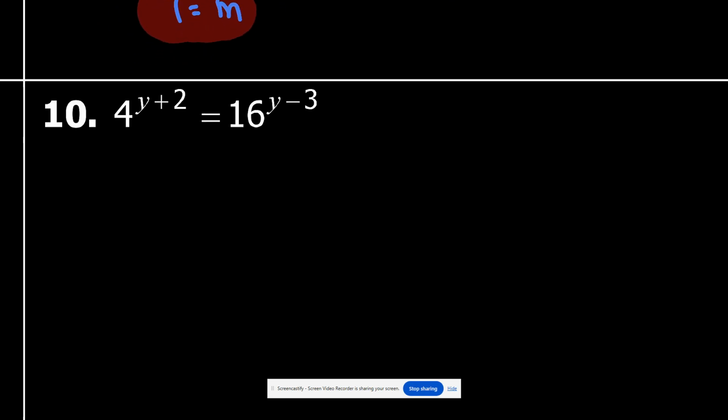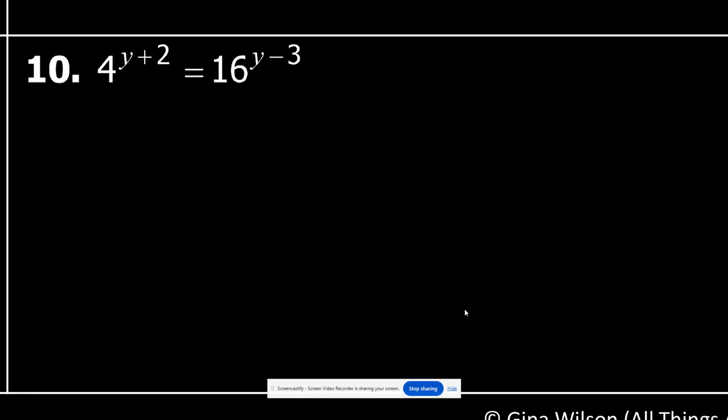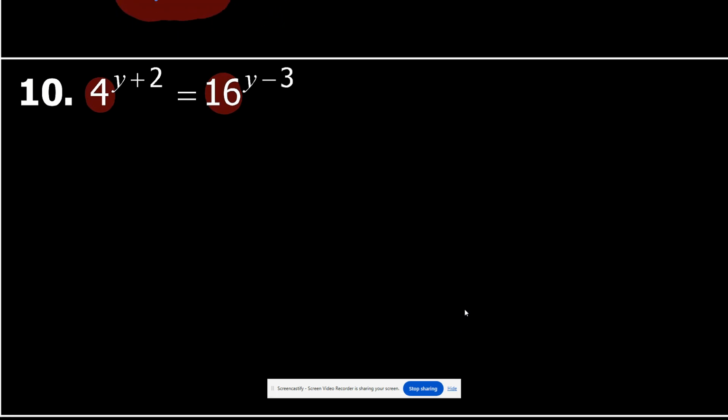Number 10. Again, my first goal is, can I make my bases the same? Well, that one's 4 and that one's 16. Let's see if we can make 16 equal 4. Well, what is 4 times 4? Well, there it is, 16. It does it. So I'm going to leave this alone and use 4 to the y plus 2. And then I'm going to change this one to be 4 squared. Now, don't forget, there was already a y minus 3 there. So I'm going to go ahead and multiply those in a second.